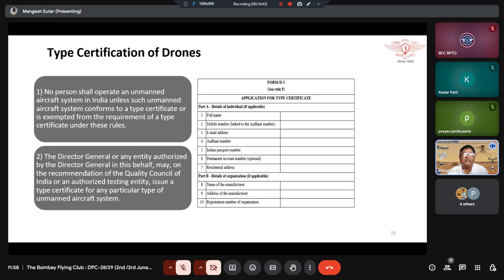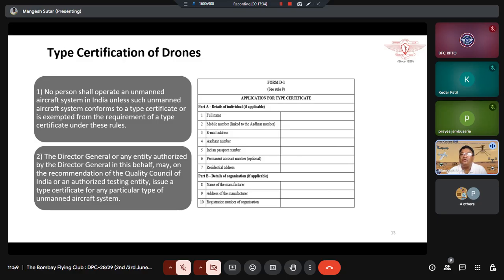So the first understanding of the Drone Rules 2021 is type certification. What did we say? The drone rule says that any drone which we are getting registered and flying within India has to be a type certified drone. No person shall operate an unmanned aircraft system in India unless such unmanned aircraft system conforms to a type certificate or is exempted from the requirement of a type certificate under these rules. For example, the drones used by the Air Force, military or Navy are exempted from getting their drones type certified.